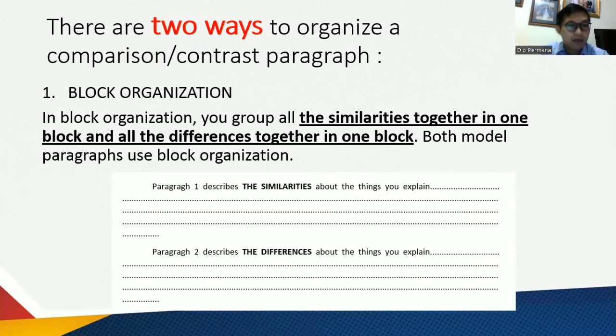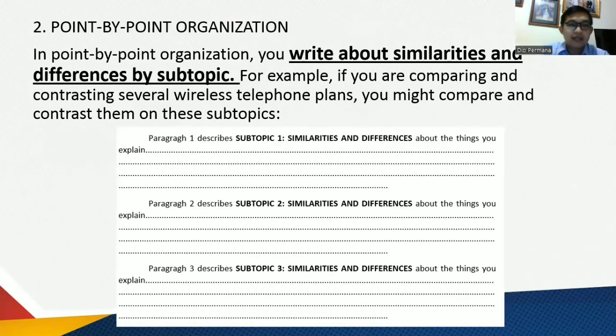In paragraph one, maybe you will describe the similarities between the things you explain. And then the next paragraph, maybe you will focus on the differences, you will explain the differences about the things. So this is what we call block organization. And then second, we have point by point organization.